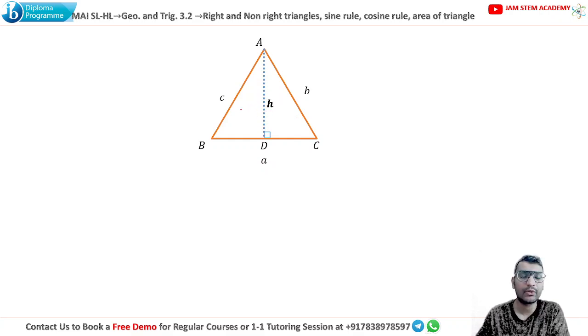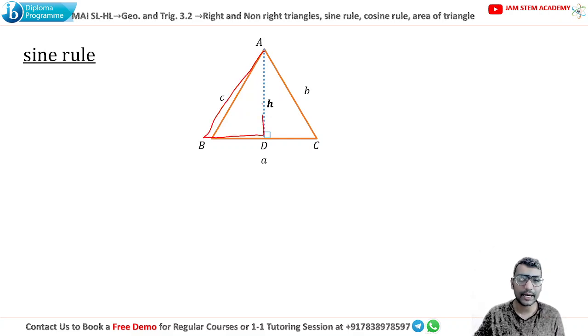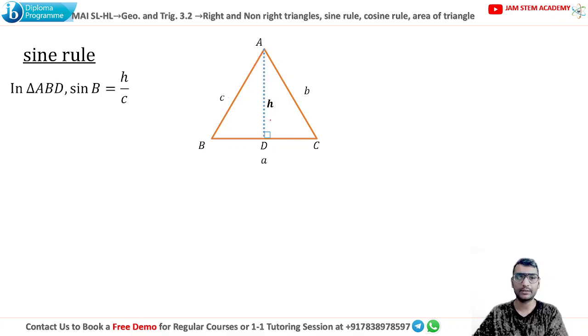Now let's talk about the sine rule first. How to apply it, how to create it. For the sine rule, consider these two triangles. First one is this triangle and second one is this triangle. Both are right angle triangles. So in the triangle ABD, we can use sine of B. This is angle B. So sine is opposite upon hypotenuse, gives me H over C.